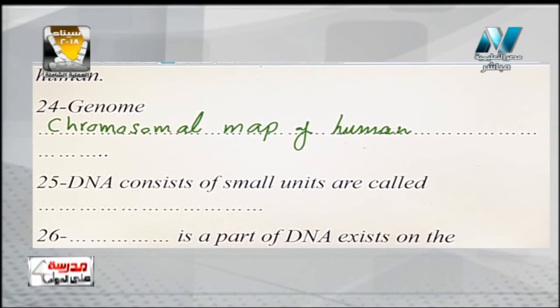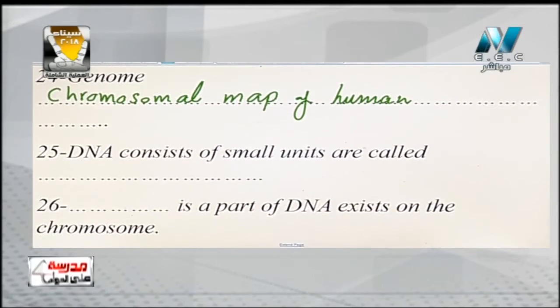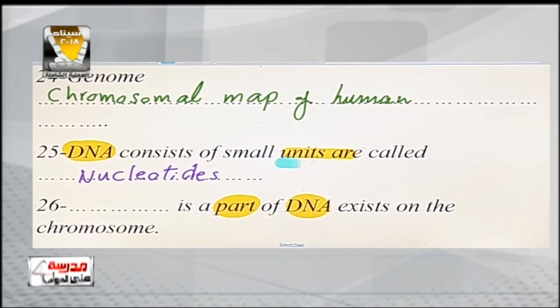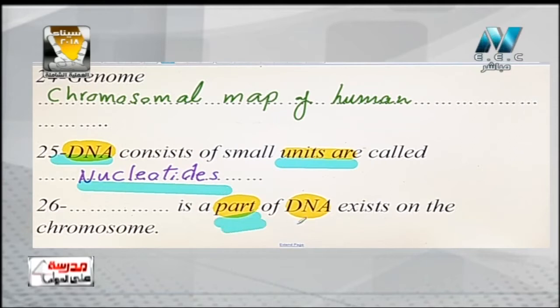Here we have DNA consisting of small units. What are these units called? Yes, nucleotides. So we should know the difference: we talk about the small units of DNA, but the chromosome consists of DNA plus protein. Here, what is a part of DNA existing on the chromosome? In the previous question we talked about small units of DNA, which are called nucleotides. But here we talk about a small part existing on DNA. This is the gene. So a gene is a part of DNA that exists on the chromosome.